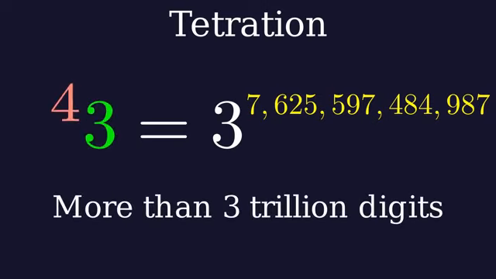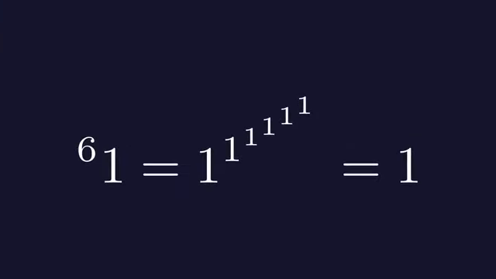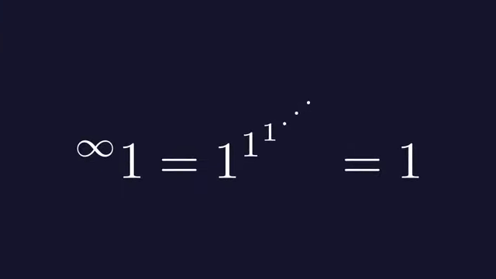With just the numbers 3 and 4, tetration can create numbers that are so enormous that it's hard for us even to imagine them. But tetration doesn't always have to generate numbers this big. 1 tetrated to any number is always a 1. Even if we have an infinite tower of 1s, it's still just 1.